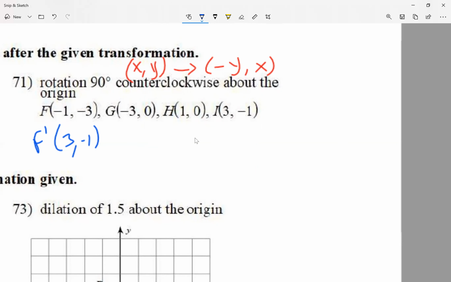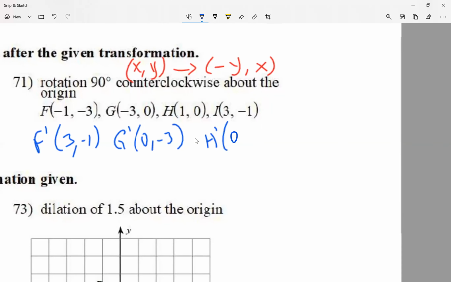G prime is going to become (0, -3). There's no such thing as a negative 0. H prime, I'm going to write as (0, 1). And lastly, I prime, I'm going to write as (1, 3). I was switching the values that were y to begin with, just not on the zeros. There's no such thing as a negative 0.